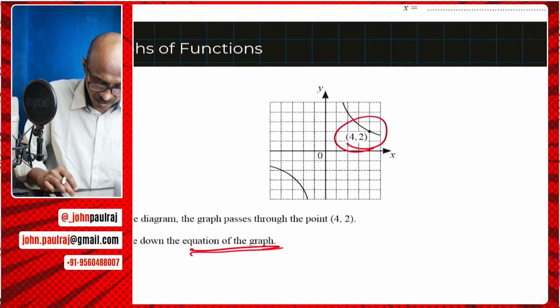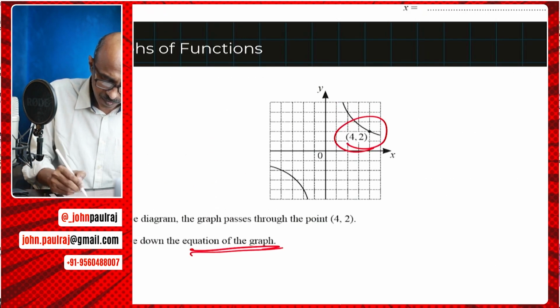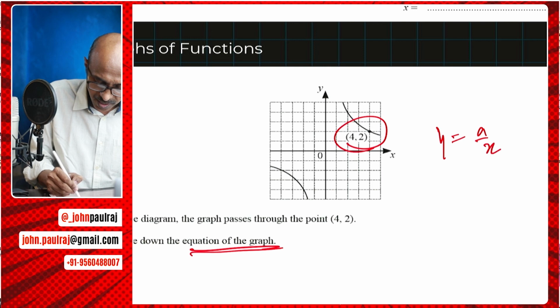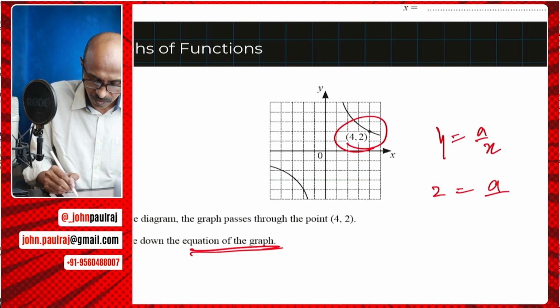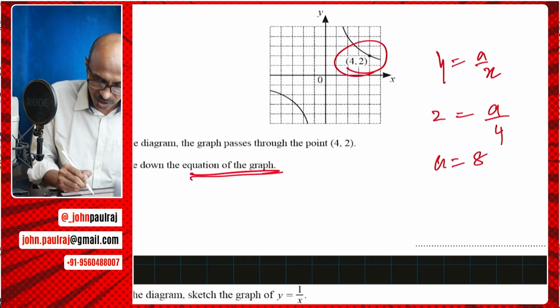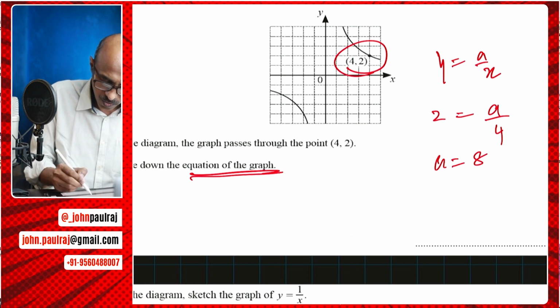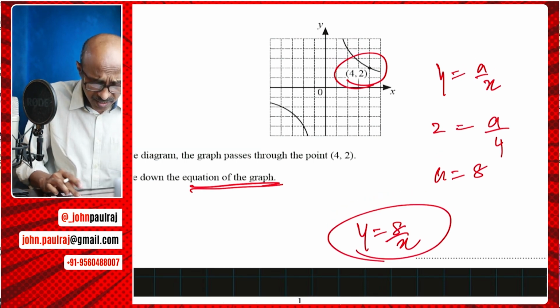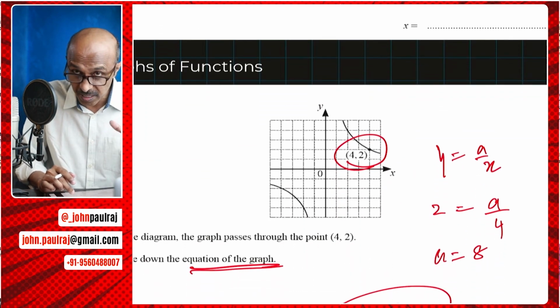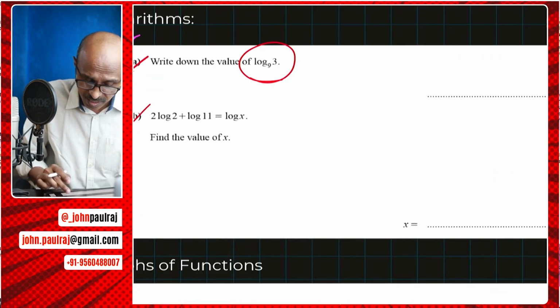All right, so this should be of the form y equals some a over x. And then when you just substitute, x is 4 when y is 2, 2 is equal to a over 4, the value of a must be 8. And then you can say that the equation should just be y is equal to 8 over x. All right, practice these graphs, okay? And get to know some of the basic graphs to be able to do questions such as these.